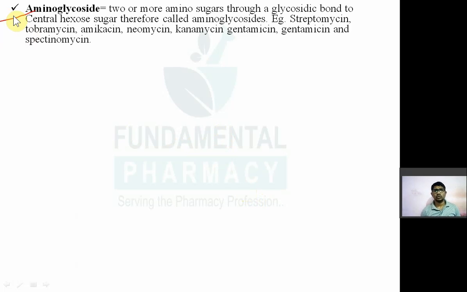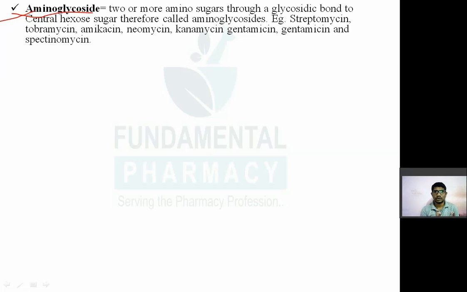Aminoglycosides. There are two words in this: the first one is amino, and the second one is glycoside. So aminoglycosides, as the name indicates, are made up of two chemical entities. The first one is amino sugar. Two, three or more amino sugars are joined together to a hexose molecule. That's why they are known as aminoglycosides.